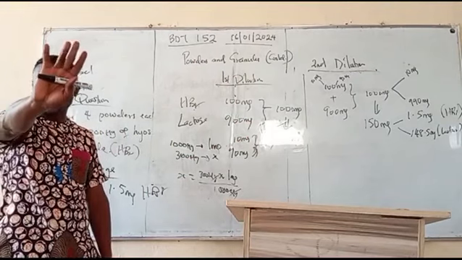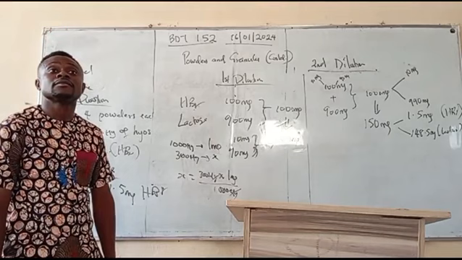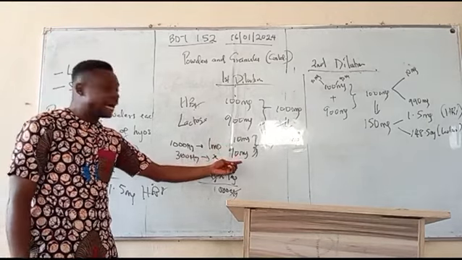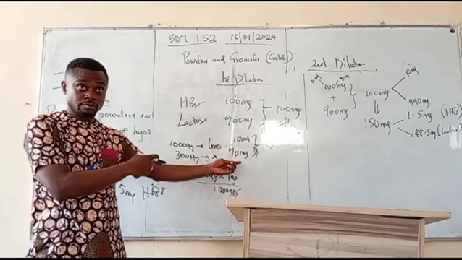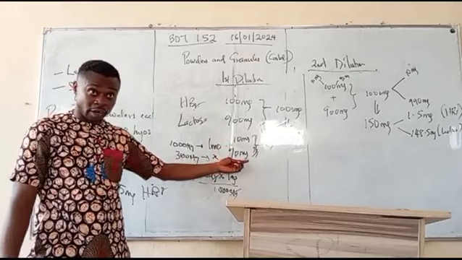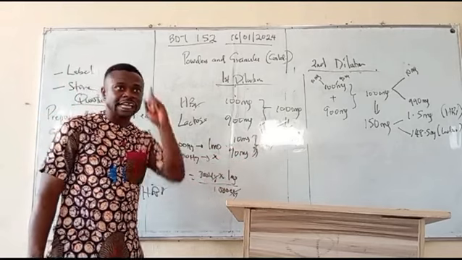10 milligrams of this hydro-something, and 90 milligrams of lactose. Do you not understand how we got this? Yes. That's what we did. That's the first dilution we did.